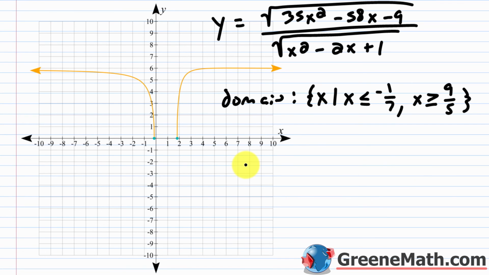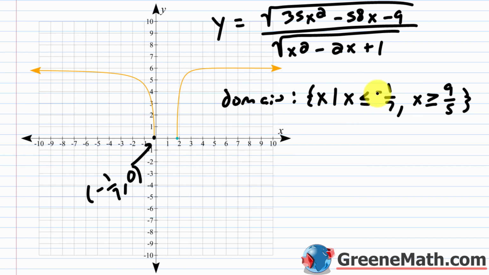All right, let's confirm what we did using a graph. So here we have y is equal to the square root of 35x squared minus 58x minus 9, over the square root of x squared minus 2x plus 1. So looking at the graph, you can see that this point right here, this is an x-intercept, and it occurs at (negative 1/7, 0). So we can see that that value is included, and then anything to the left, or you could say anything less than that. So that's this part right here.